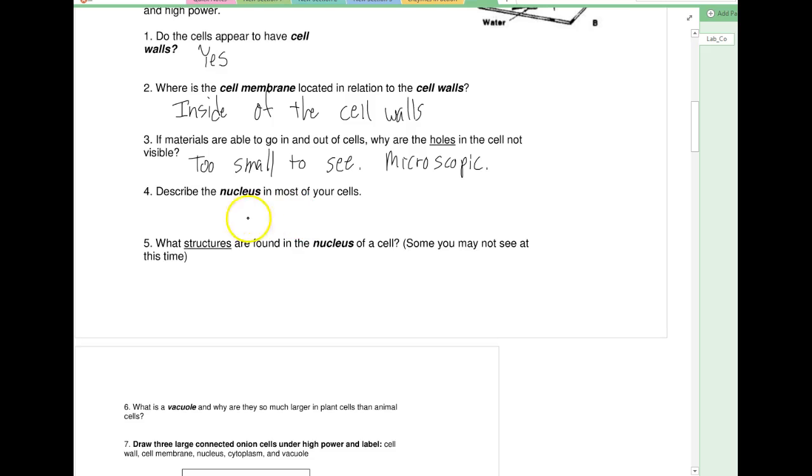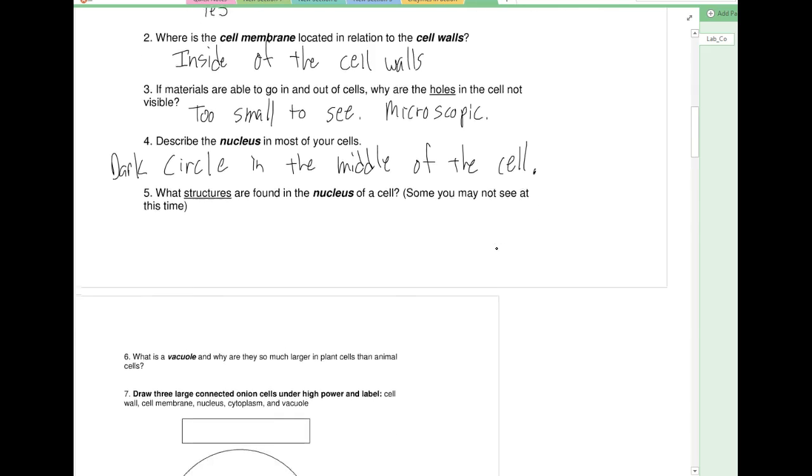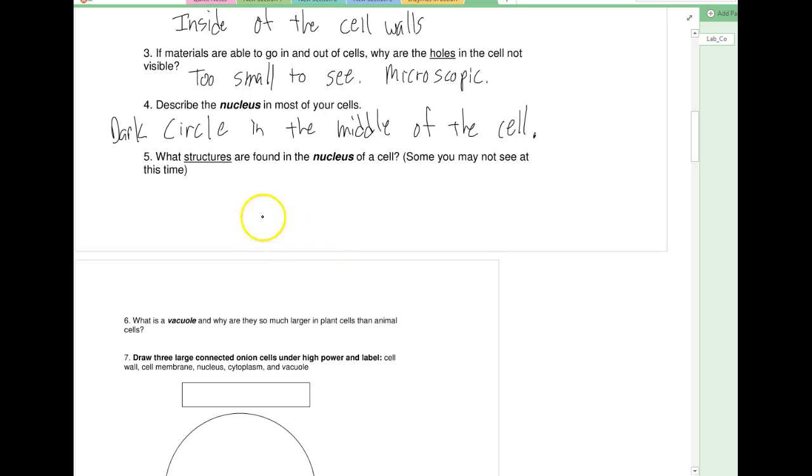Describe the nucleus in most of your cells. Describe it in terms of what you see, though. It's a circle, a dark circle in the middle of the cell. Since we stained it with iodine, what color was it? It was reddish, like an amber color. That's a good color. What structures are found in the nucleus?